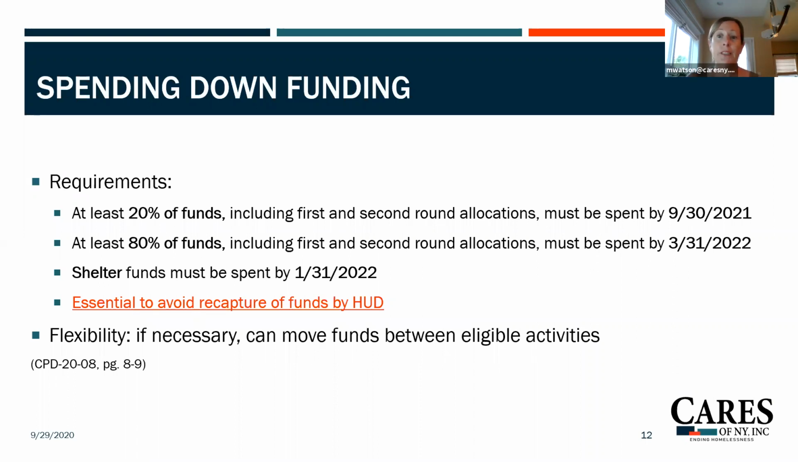Another element of the ESG-CV regs we want to highlight for you is regarding the spending down of funds, or what HUD calls expenditures. HUD is requiring that at least 20% of funds, including first and second round of allocations, must be spent by September 30th, 2021. At least 80% of the funds, including first and second round allocations, must be spent by March 31st of 2022. And shelter funds must be spent by January 31st of 2022. This is important for your agency to know in order to plan accordingly for spending down.